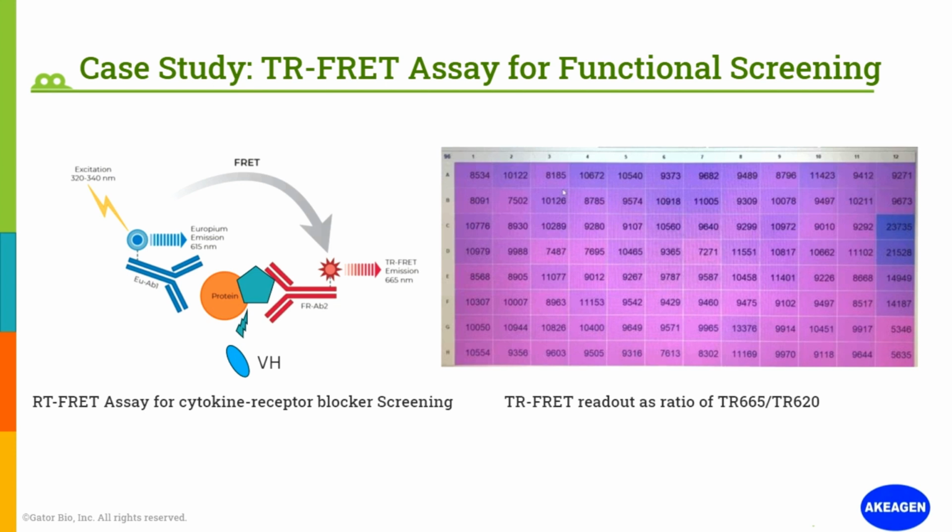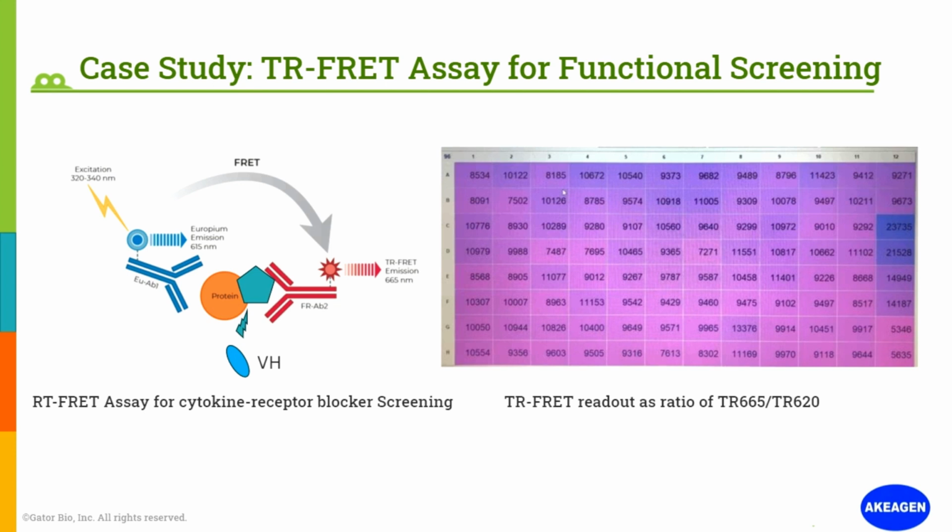And the blue signal means there are positive signals, strong binding, and the pink, the lower the number, means there's blocking activity. So from one plate, from a randomly picked 92 samples, we can see that we have many clones that show strong blocking activities.